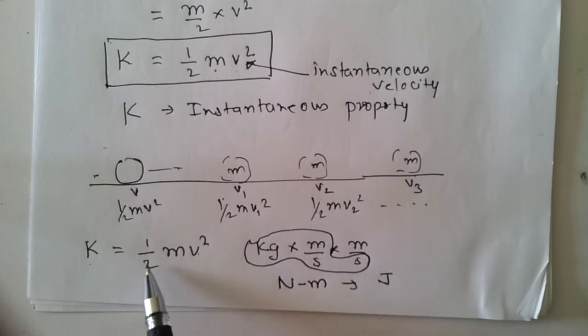And thus the kinetic energy of the object is half mv square. This was just to confirm that we're getting the unit of energy when we solve for this particular value.